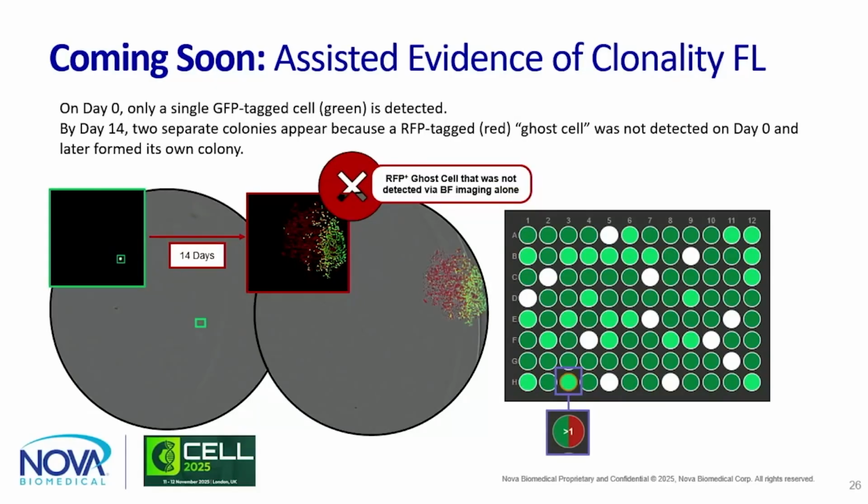Here is an example where on day 0, the AI has detected a single green cell on the left, but by day 14, you can see that a red colony has also appeared in the whole well image. So the red cell was a ghost cell and was not detected on day 0. And this is why having fluorescence is important in being able to prove your clonality.